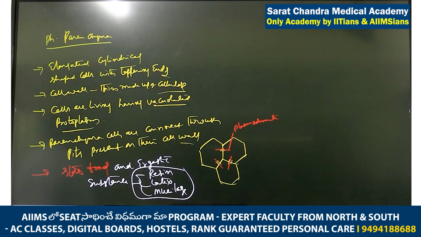But xylem parenchyma cells store tannins. Xylem parenchyma store tannins, but phloem parenchyma cells store resins, latex, and mucilage-like compounds. They are not the food material. They are the waste material, that is ergastic compounds or secondary metabolites. So that is about phloem parenchyma.